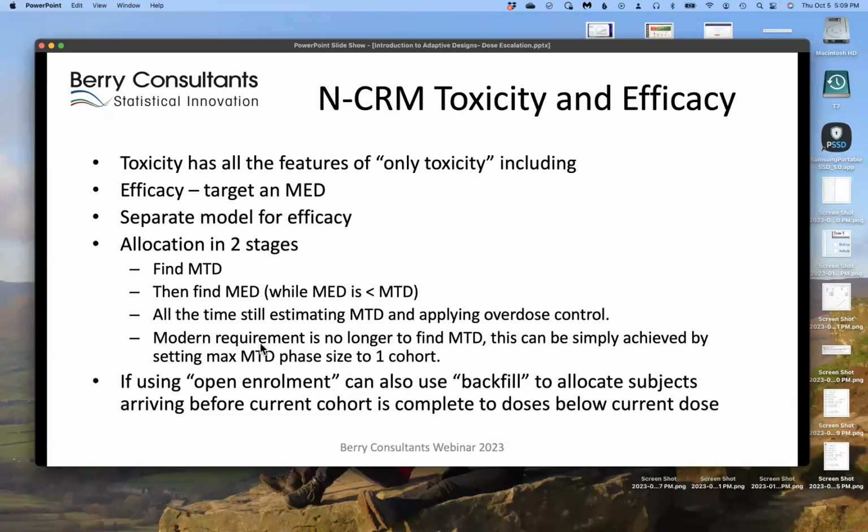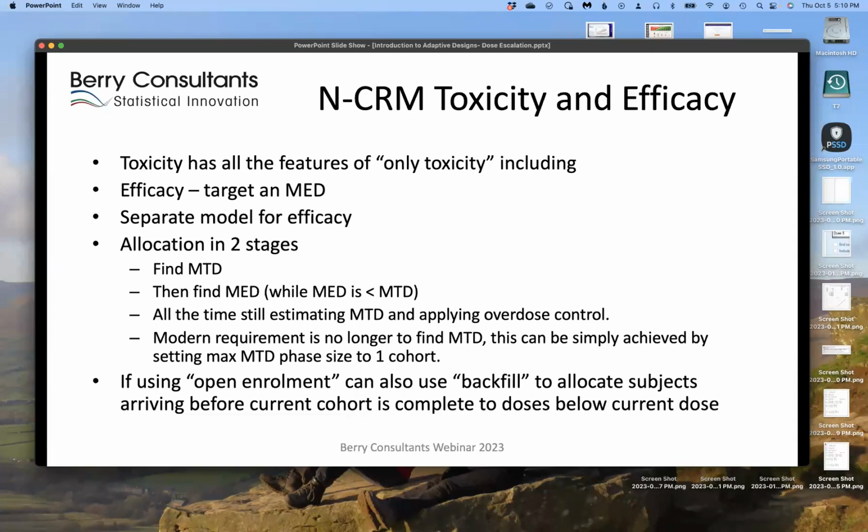But as there is this growing sense that, in modern dose escalation, you don't actually need to go all the way up to the MTD, it turns out we can already do that. One of the stopping rules for the first stage, find the MTD, is the maximum number of cohorts to allocate in this phase, and you can simply set that to 1. So it allocates the first cohort on the first dose, which is what you're going to do anyway, and then it automatically switches to just hunting for the MED, all the while still estimating the MTD and making sure you don't escalate above it.